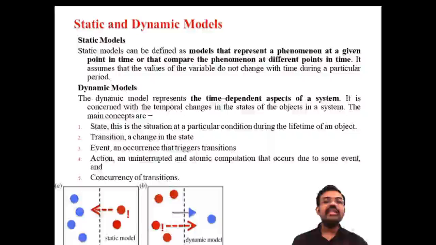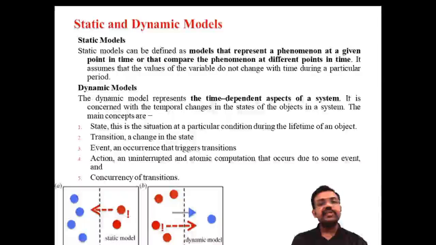The static model is a model to represent the phenomenon at a given point of time, or that compares the phenomenon at a different point in time. Suppose, for example, the World Cup. If you look at the countries that won the football World Cup, in every year different countries have won. Very rarely are countries repeated. So we can create those as static models. That's an example regarding the static model.